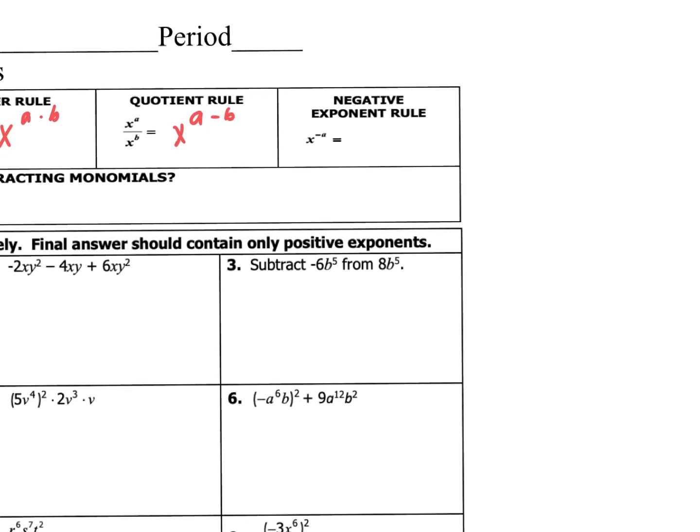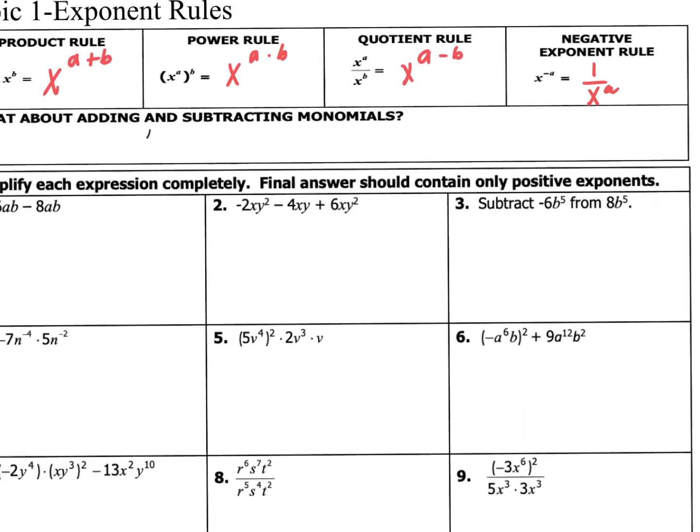And the negative exponent rule says it goes to where it is not. So if it's in the numerator, you move it to the denominator and the negative goes away. If it's already in the denominator, you move it to the numerator and the negative goes away.